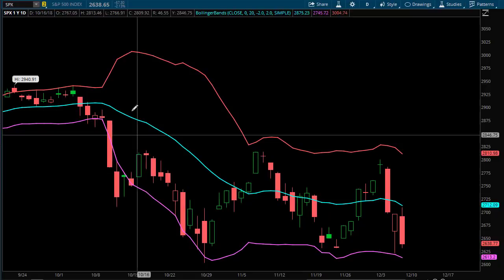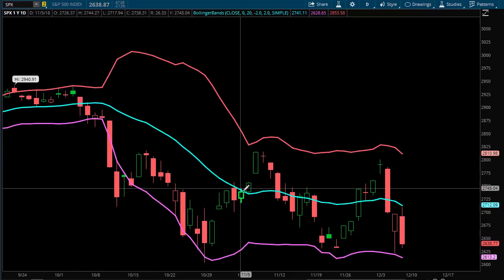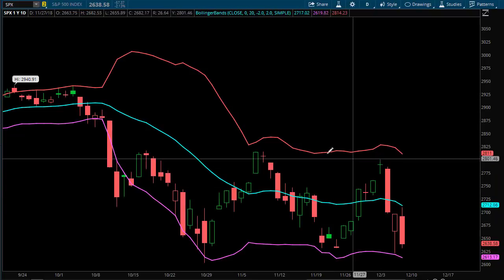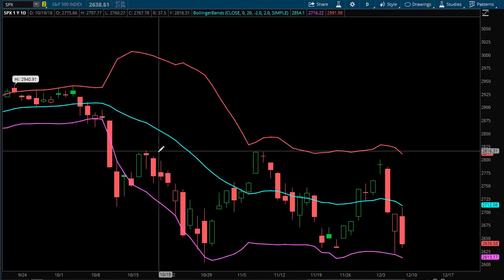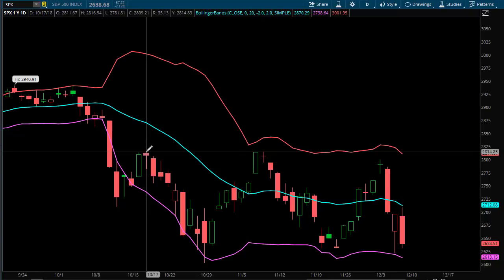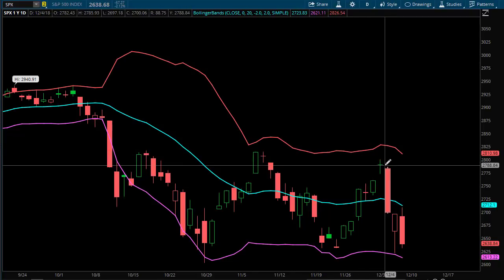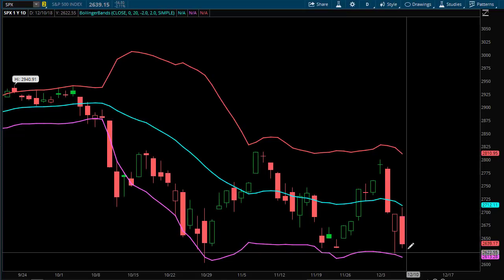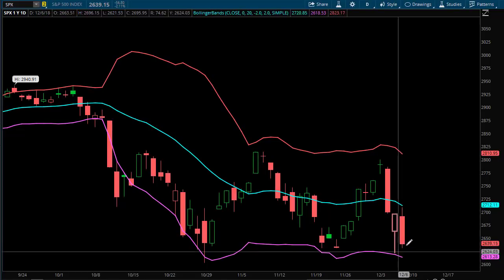But at this point, the slope of the 20 is moving down, so you need to be a little bit careful. It has flattened out a little bit, but you can see that we weren't actually able to retest the real high of 28.15 or whatever it was, and we have that slope starting to move down again. So even though we're near the lower band, I'm very cautious.